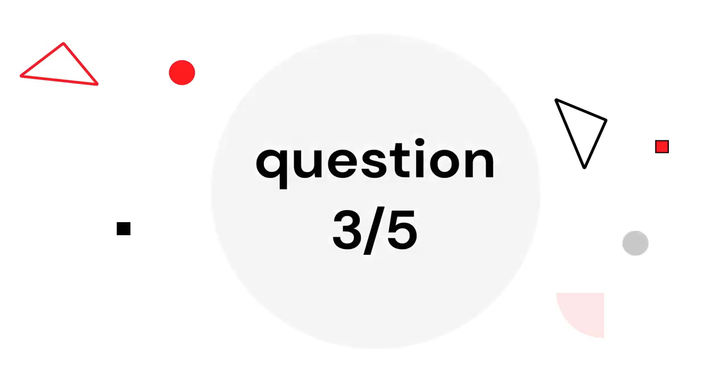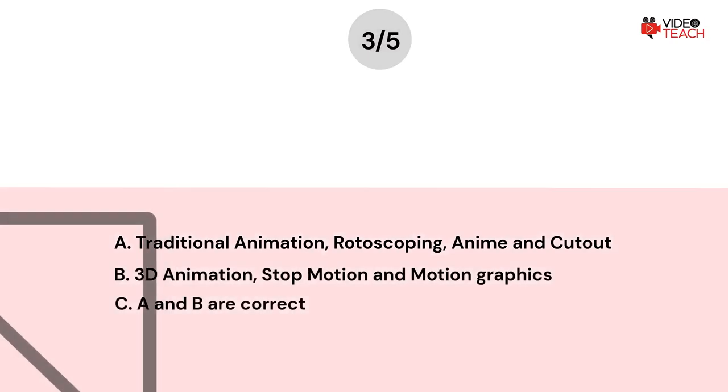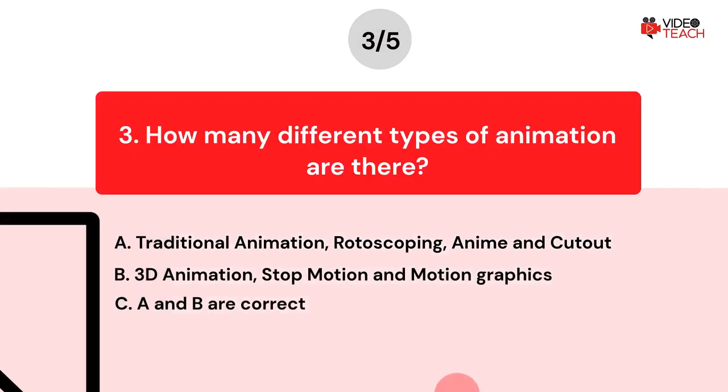Question number three. How many different types of animation are there? Option A, traditional animation, rotoscoping, anime, and cutout. Option B, 3D animation, stop motion, and motion graphics. Option C, A and B are correct. Now you have about 15 seconds to think about your answer.